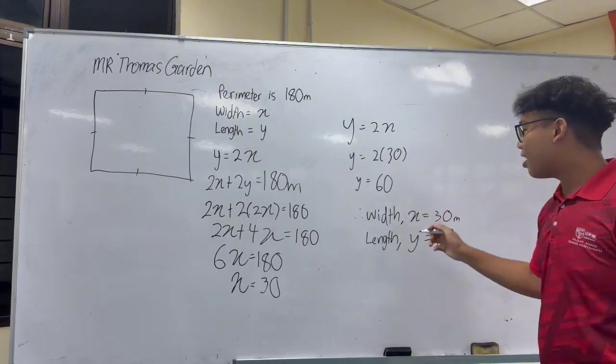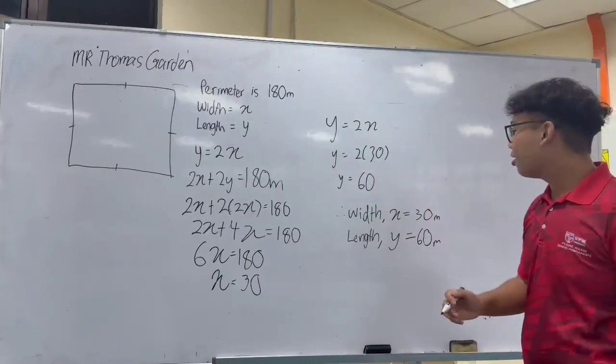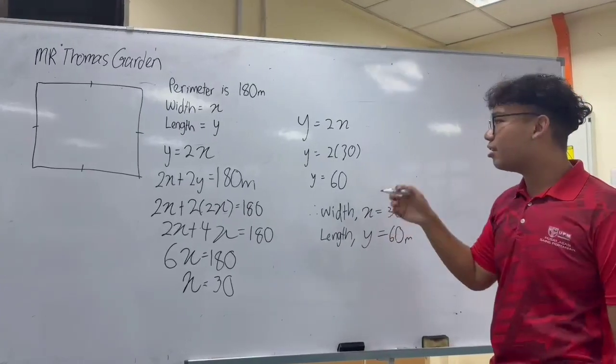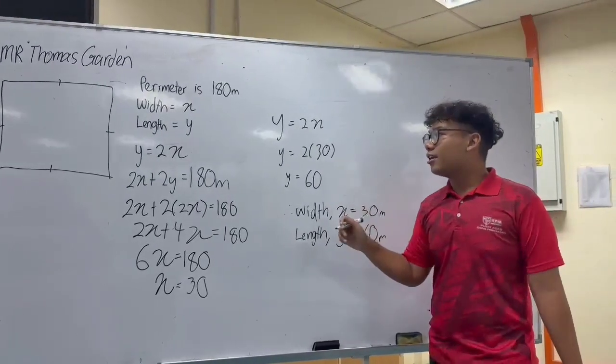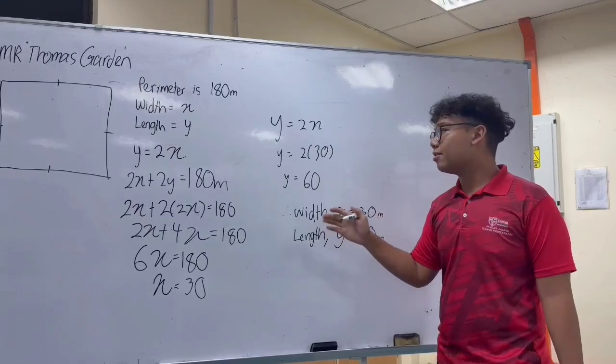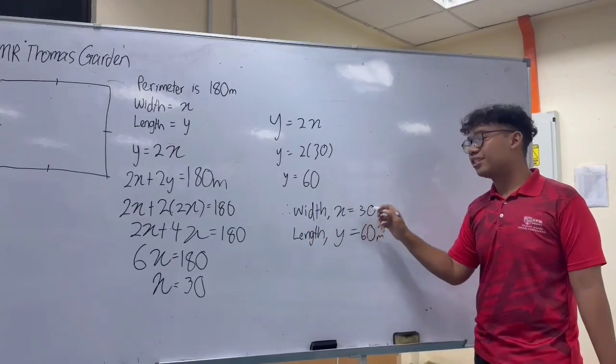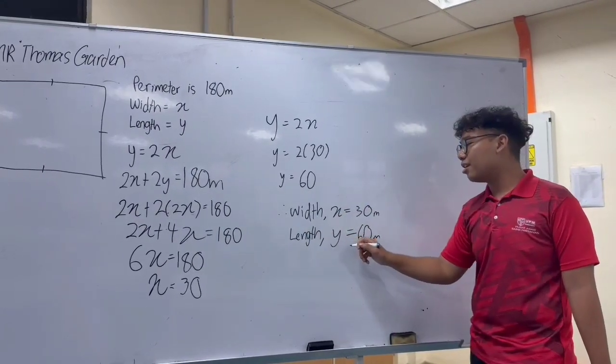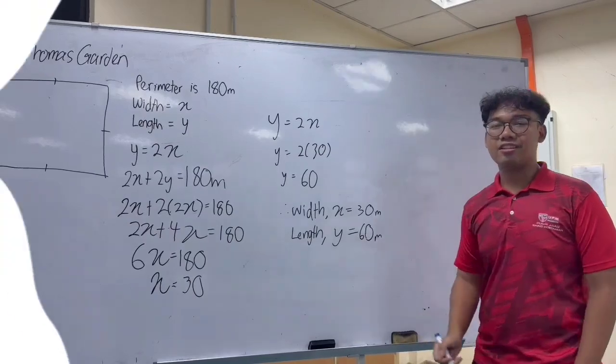Then at last we must declare which is the width and the length. Just like we said, the length of the garden is 2 times the width. So the width is equal to 30 meters and the length, y, equals 60 meters.